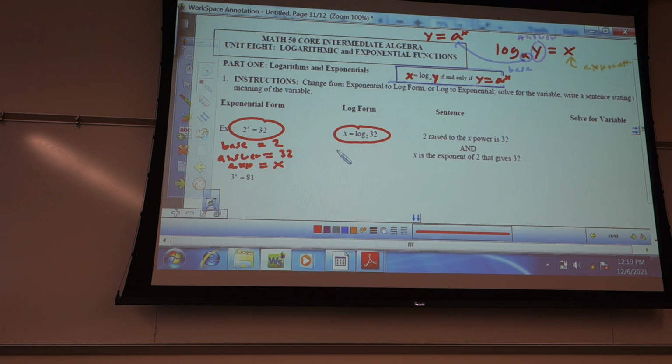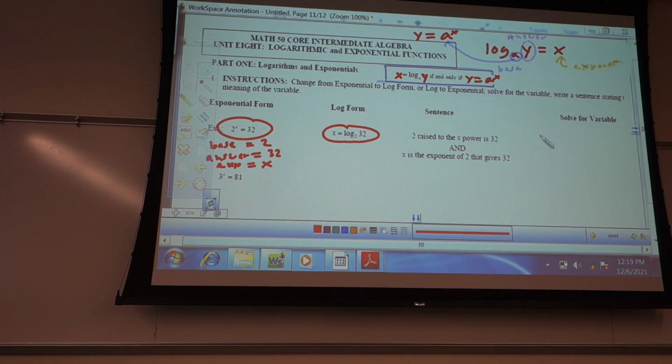Does that make sense for folks? It's just this weird, funky thing. It's basically saying, what is the exponent that gives me 32? Like, 2 to what power gives me 32? That's what it's asking. So 2 raised to the x power is 32, and x is the exponent of 2 that gives 32. That's what this means. So 2 to what power gives me 32?